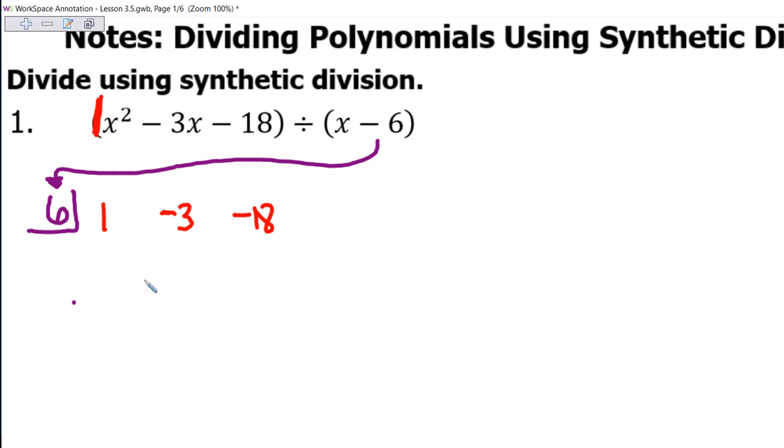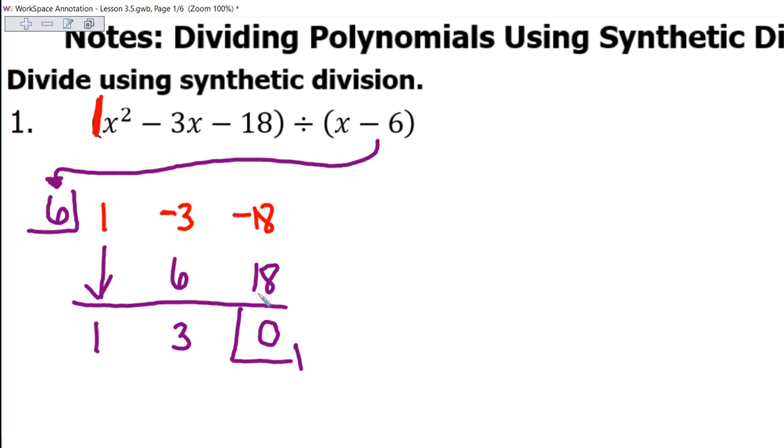Now the first coefficient needs to be dropped down. So drop down your 1. Outside numbers get multiplied, so we multiply 1 times 6. That gives us 6. Now combine these. Negative 3 and positive 6 gives us positive 3. Multiply the outside numbers. So 6 times 3 is 18. Now we add again. Negative 18 plus positive 18 is 0. When you get to the final number, I'm going to put half of a box around it, and this final number is always your remainder.